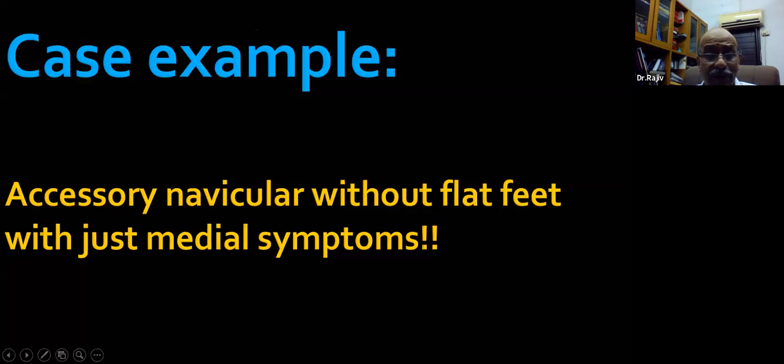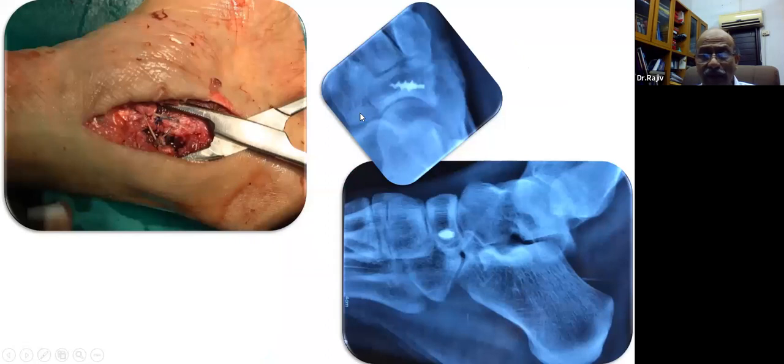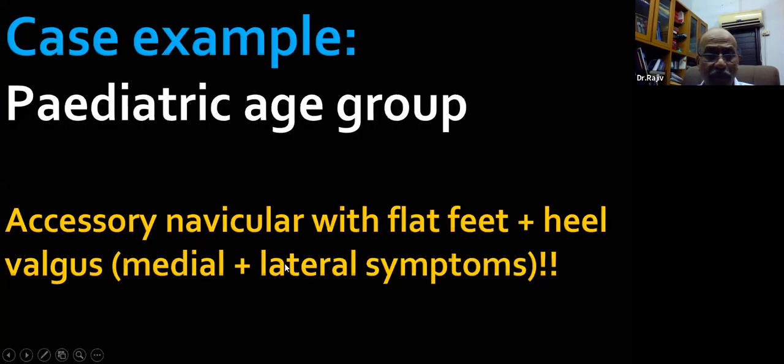So this is the patient who had accessory navicular without flat foot, just medial symptoms. So what we did, this was the accessory navicular which was excised, and the tibialis posterior tendon was reattached with a suture anchor into the navicular bone.